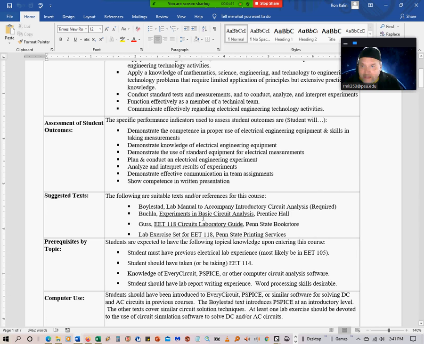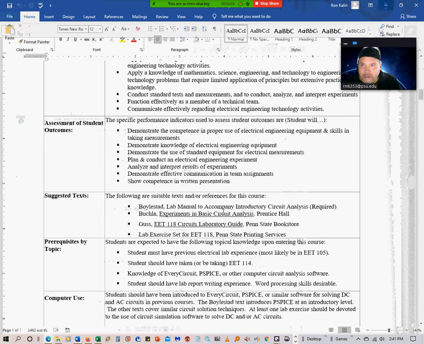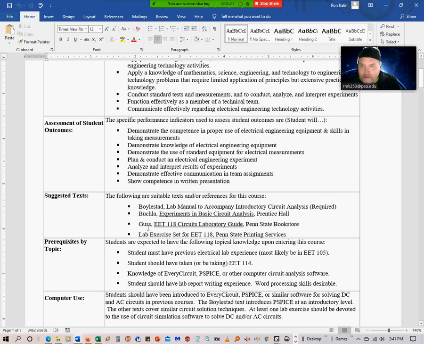There is a lab book, and I will provide all that information for each lab, like I just showed you here. This will be provided in Canvas. And then here are some other reference books. You must have previous electrical lab experience in 105, should have taken or be taking 114, and knowledge of Every Circuit, which is what I prefer.